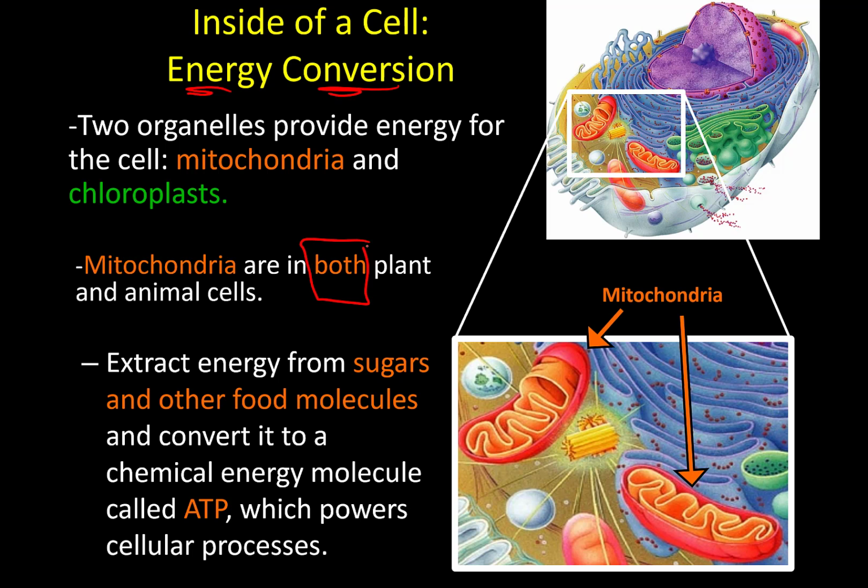The reason is all eukaryotic cells are going to get their energy from sugars and other food molecules. And the mitochondria have specialized in extracting energy from these big, complicated molecules and converting it into a chemical energy molecule that is smaller and easier for organelles to utilize. That molecule is called ATP. ATP is what powers all cellular processes. All the activity that happens in your cells is powered by this ATP molecule.